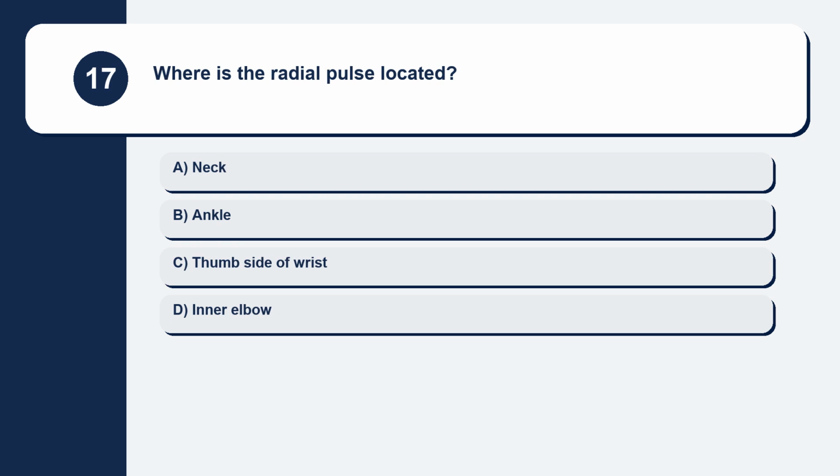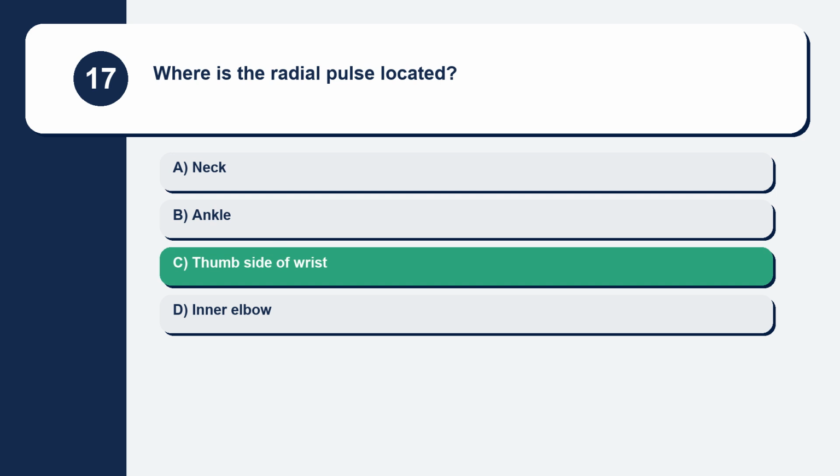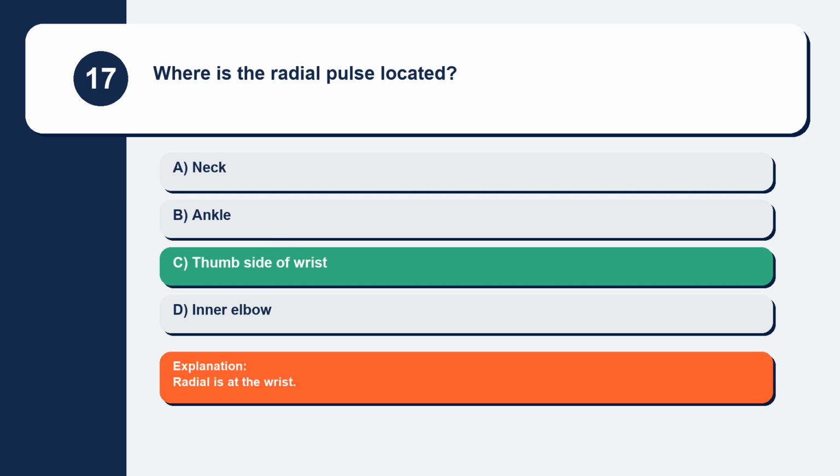Question 17. Where is the radial pulse located? Neck, ankle, thumb side of wrist, inner elbow. Answer: the thumb side of the wrist. Radial is at the wrist.